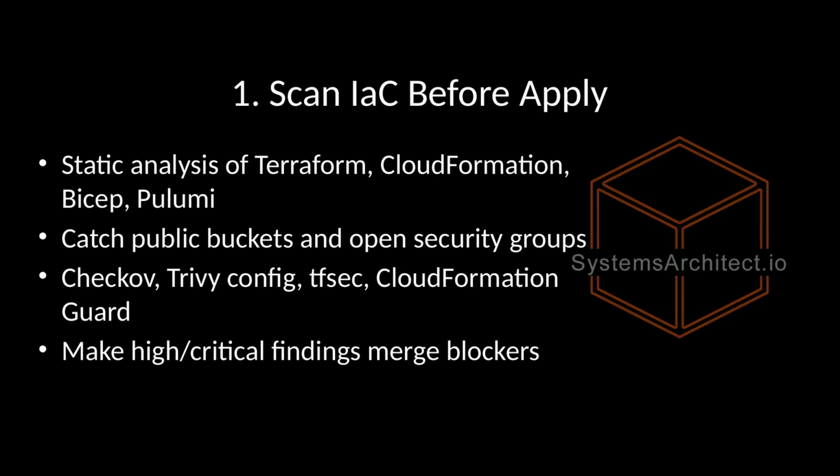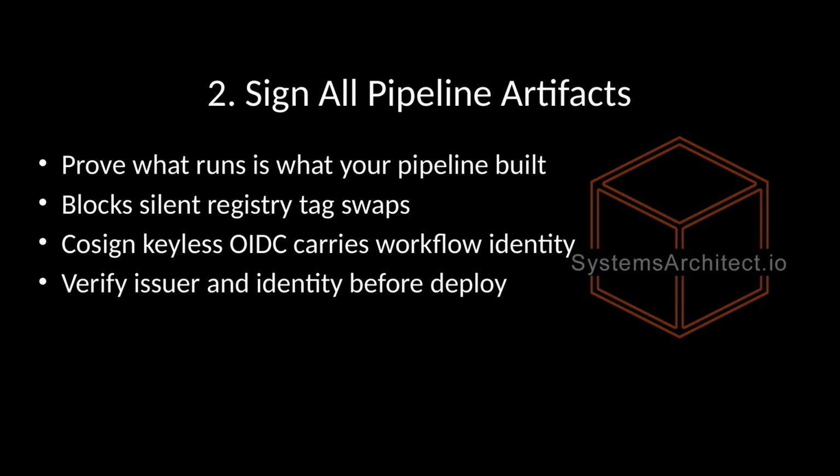Studies have found over half of production IaC templates carry at least one misconfiguration. Scanning in CI stops apply from ever creating them. Make high and critical findings required merge blockers. Start with default policies, then require tags, CMK encryption, and no public ingress. Use Checkov, Trivy config, or tfsec and CloudFormation Guard with exit codes that fail the job, and track suppression so soft rules get fixed rather than ignored forever.